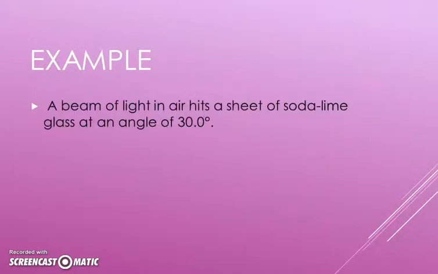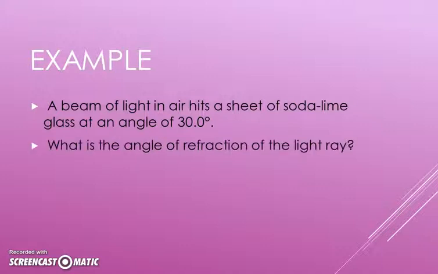So let's go ahead and look at an example. A beam of light in air hits a sheet of soda lime glass at an angle of 30 degrees. I want to know what is the angle of refraction of the light ray. So here's our information. We have N1 sine theta 1 equals N2 sine theta 2. So we need to go ahead and plug in our numbers.